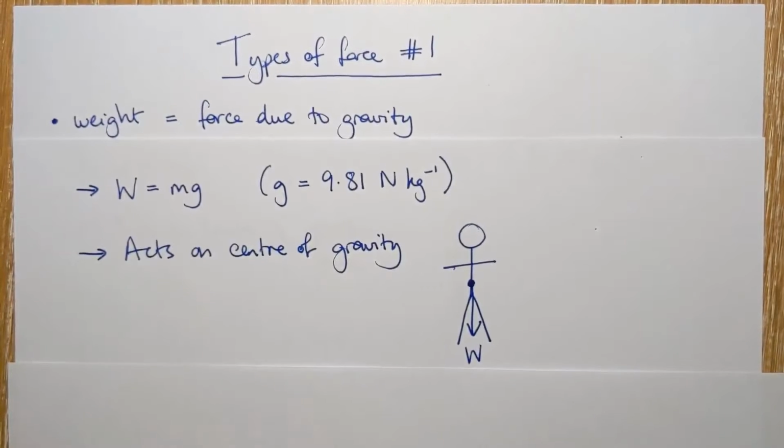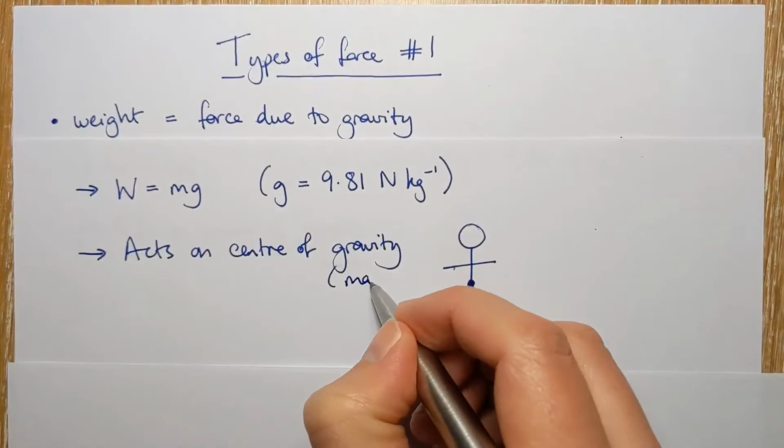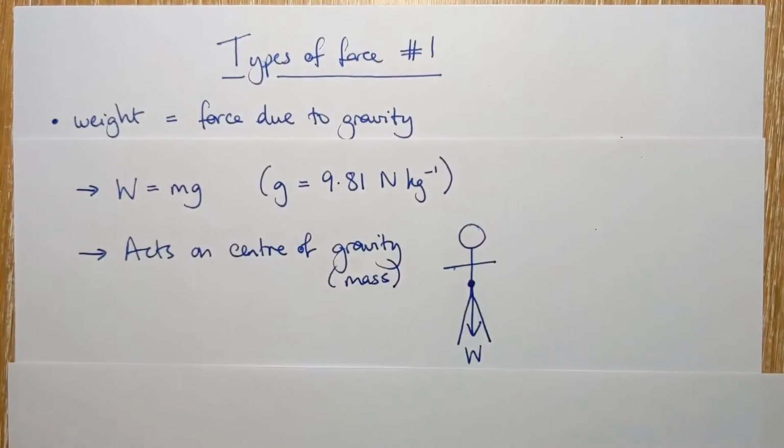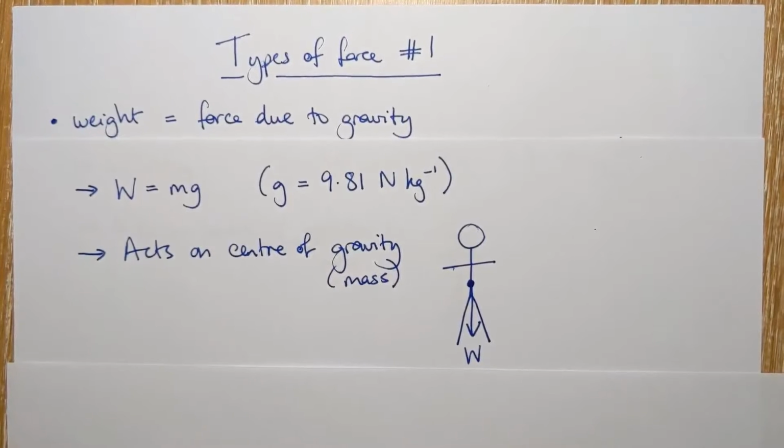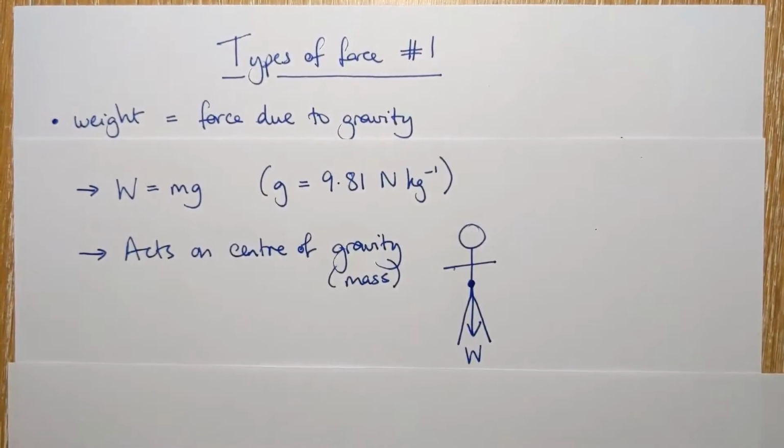You will see it written, and people will say that weight acts on the centre of mass of an object. So long as your gravitational field is uniform, these two are the same. And when you're doing experiments in the lab, when you're building bridges, anything on the surface of the Earth, then they are effectively the same.